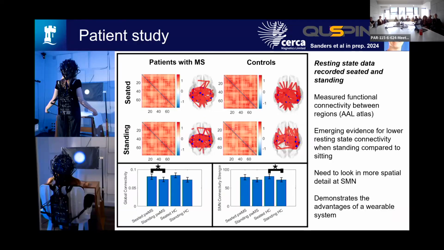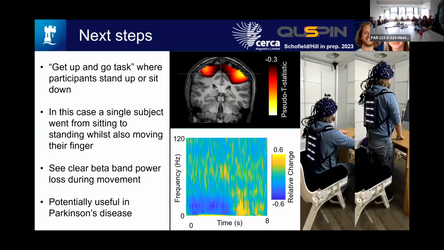This is data hot off the press, but these are measurements of functional connectivity. It seems that functional connectivity changes fundamentally when you measure it when a person is standing up compared to when you measure it when a person is sitting down. And obviously we always do scanning sitting down. So actually, if you're standing up, moving around, how is that changing our brains? And it looks like something quite fundamental. It's work by Ben Sanders.